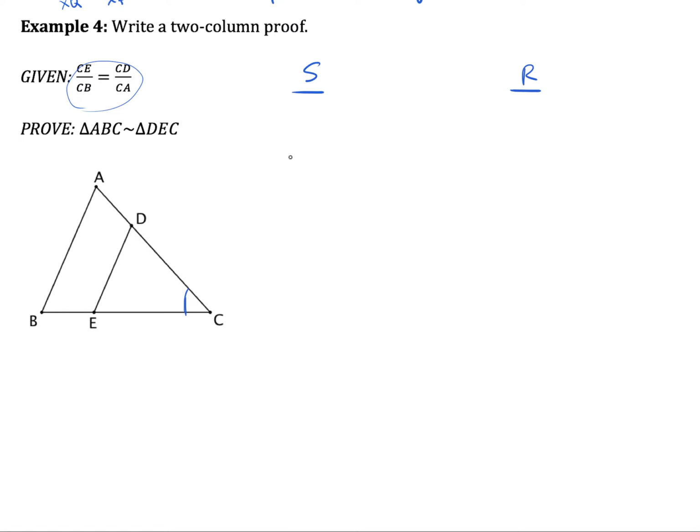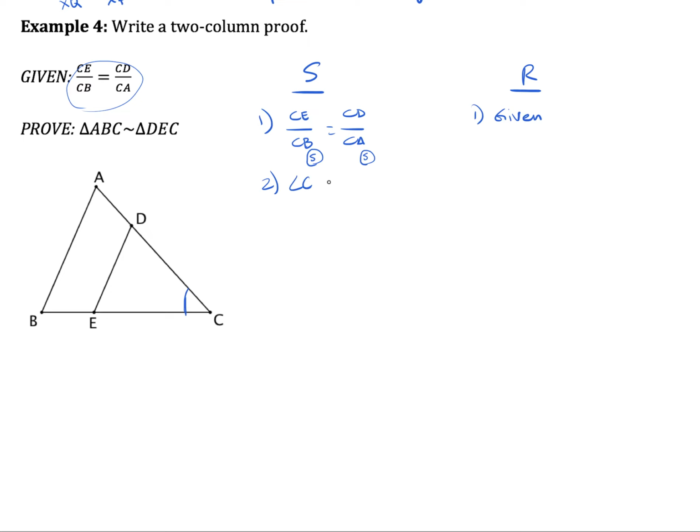Let's go ahead and write out our statements and reasons. Statement number one, we'll use the given information. Segment CE's length over CB is equal to CD over CA, and that is given. There's our proportional sides. We can say that this is one pair of side lengths in a ratio equal to another pair of side lengths. So I have my two S's there.